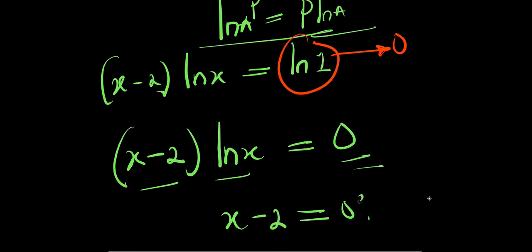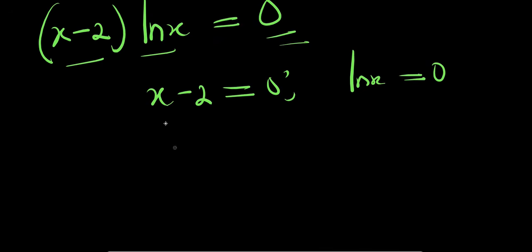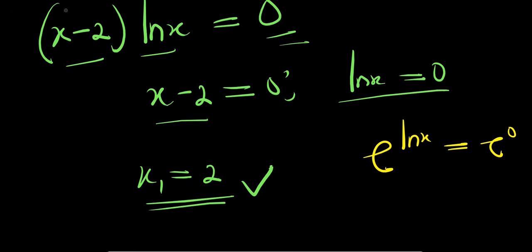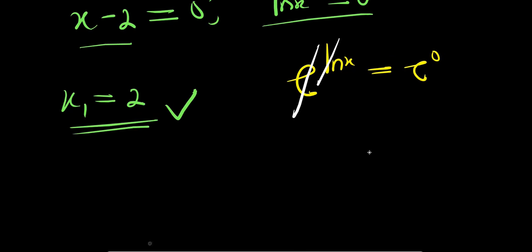Have x minus 2 equals 0, and natural log of x equals 0. If x minus 2 equals 0, then x equals 2, which is my x1. Remember, this corresponds to the value of x that we had earlier. Now, I can solve for x here by making use of e: e power natural log x equals e power 0. e cancels natural log. Then I have x equals e power 0, and e to the power of 0 is 1. So x equals 1.